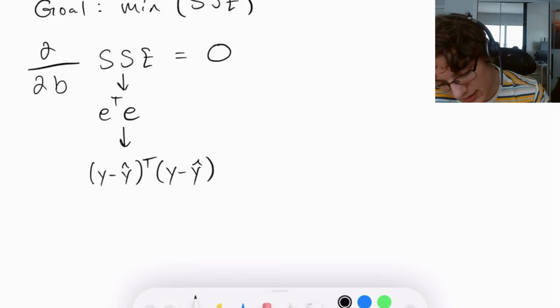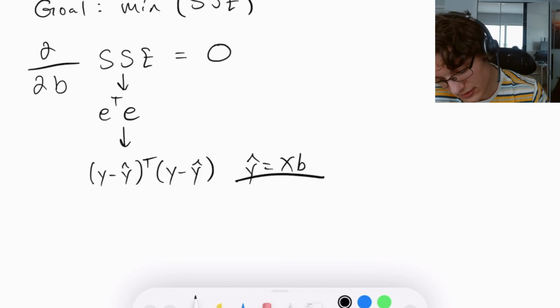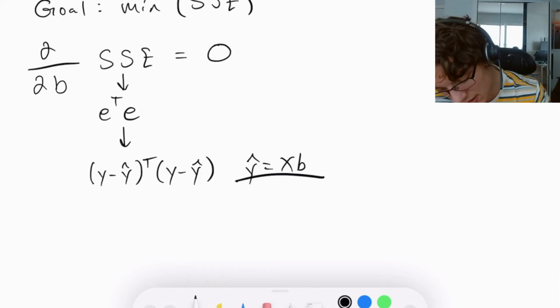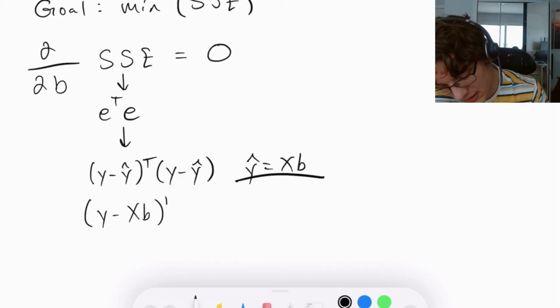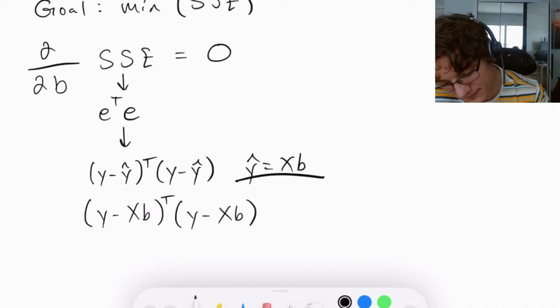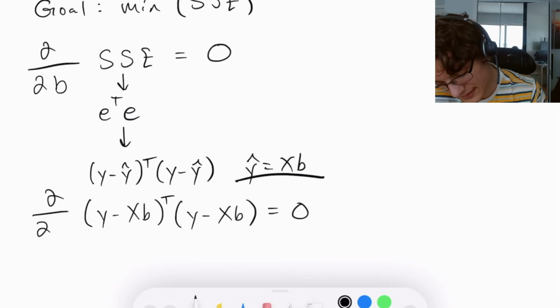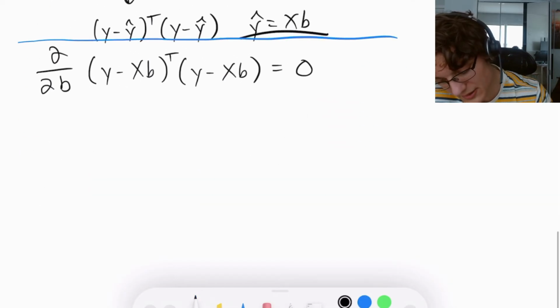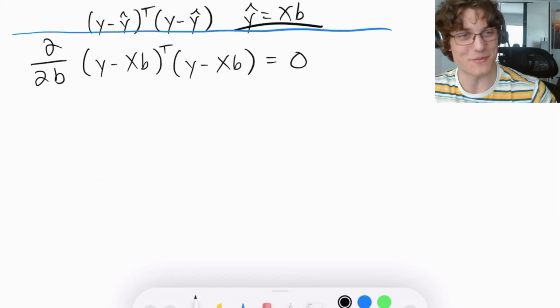And we also know that Y hat is equal to XB from earlier. That's how we defined our estimates in matrix form. So I can just say Y minus XB transpose times Y minus XB. And now I'm actually going to rewrite the partial derivative with respect to B equals 0. So after making all our substitutions, this is where we end up right here. Now we actually get to do a little bit of math.